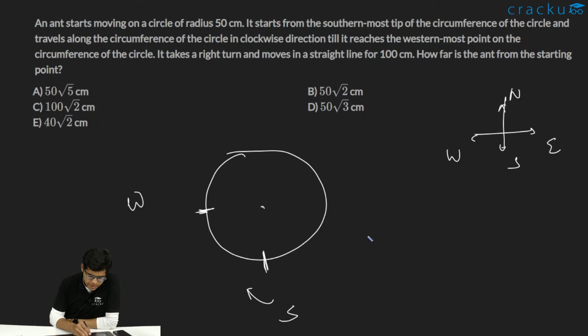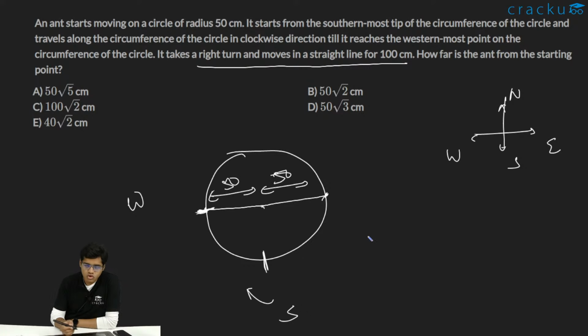After reaching here, it takes a right turn and moves in a straight line for 100 centimeter. Means, after reaching here, so now he's taking right. Means he will now go in this direction and he's traveling 100 centimeter. Means he will reach somewhere over here because this is 50. This is 50. So total is 100. So basically he is reaching the eastern point.